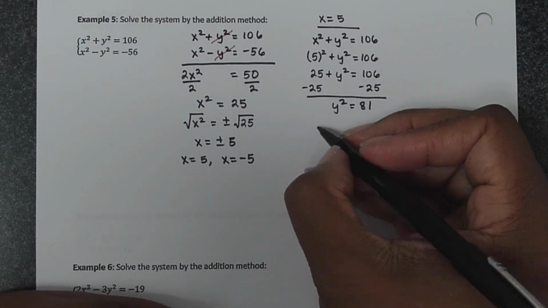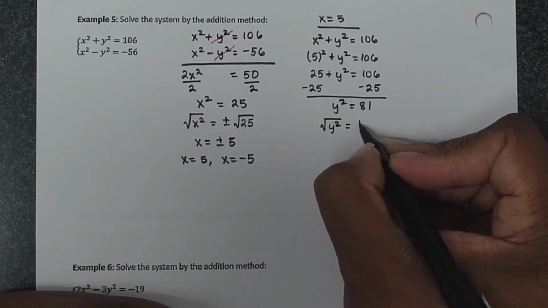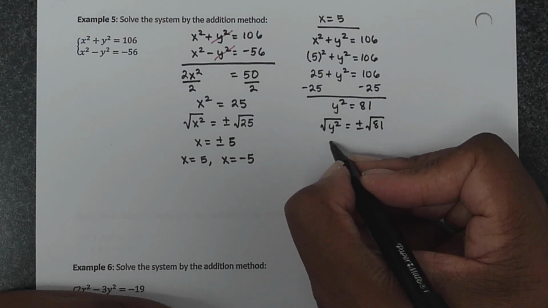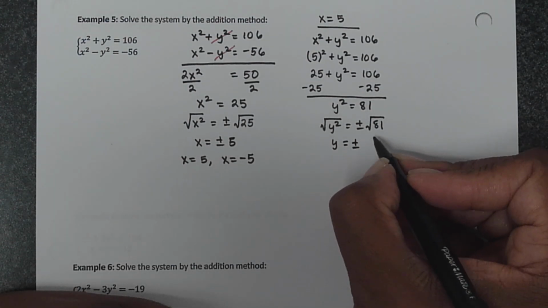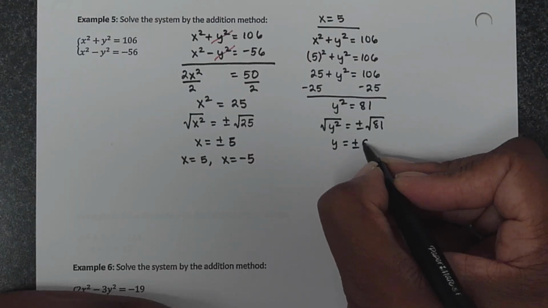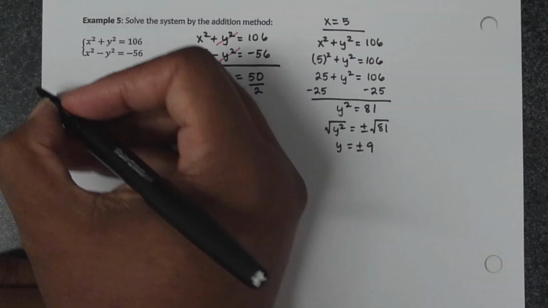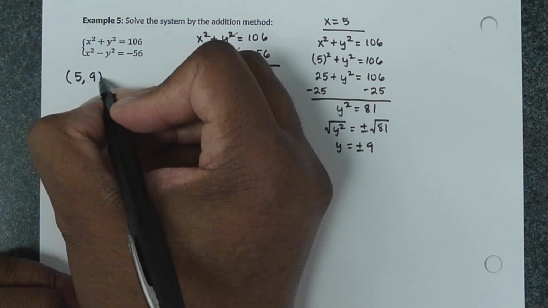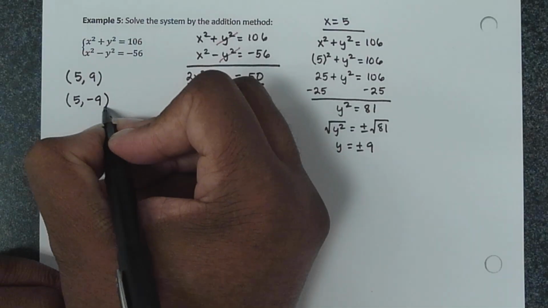And to solve for y, the opposite of squaring something would be to take the square root on both sides and include that plus or minus symbol. So the square root of y squared will be y, and that's equal to plus or minus the square root of 81, which is 9. So we got two y coordinates for x equal 5. One will be 5 and positive 9. The other one will be 5, negative 9.